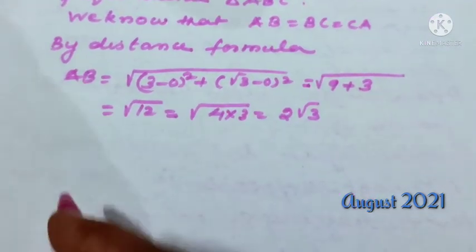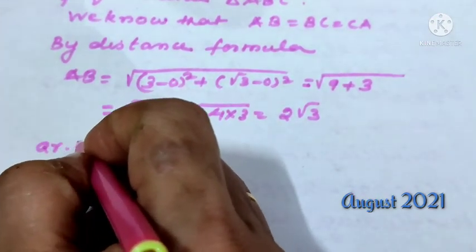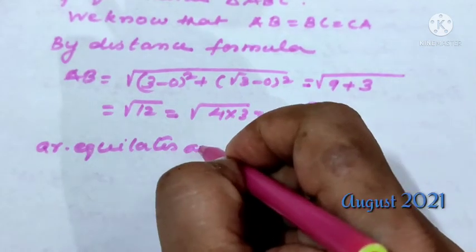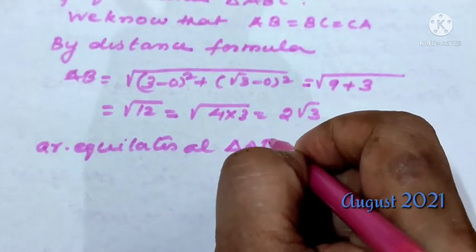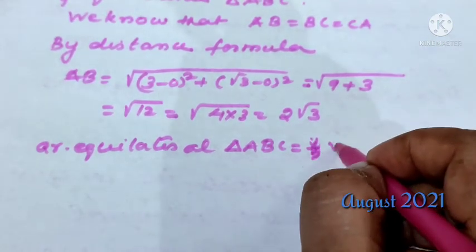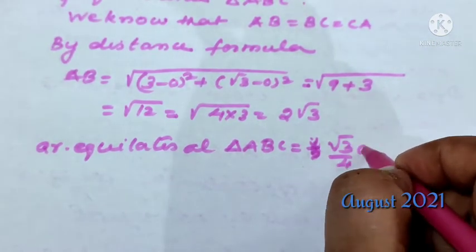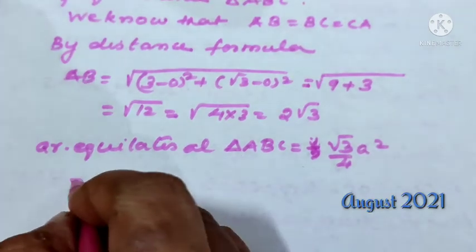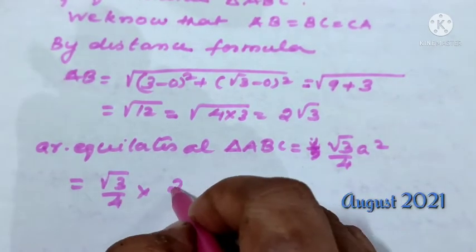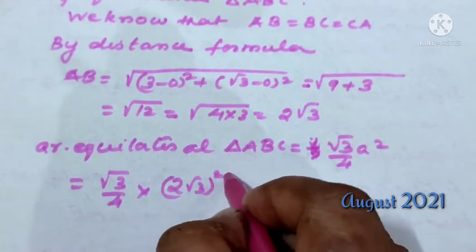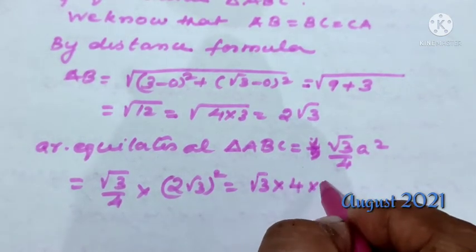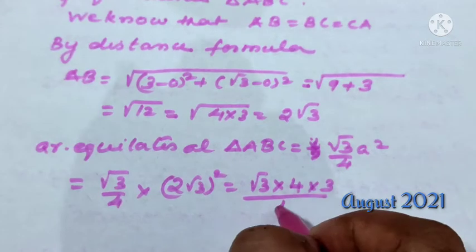As we know, the area of the equilateral triangle is root 3 by 4 A square. It's a formula we have learned for the equilateral triangle only. So root 3 by 4 times any side, that is A. So 2 root 3 whole square, so root 3 into 4 into 3 divided by 4.